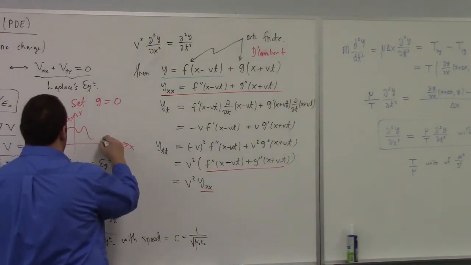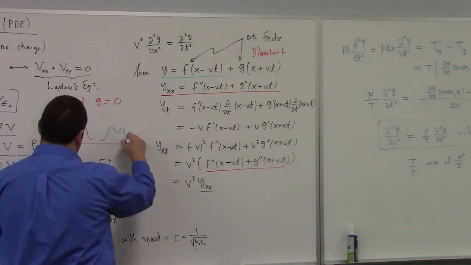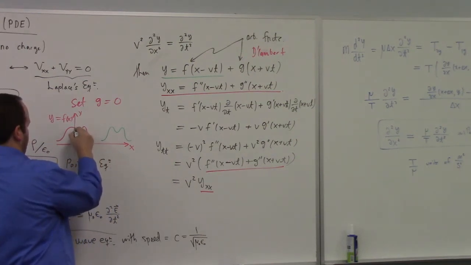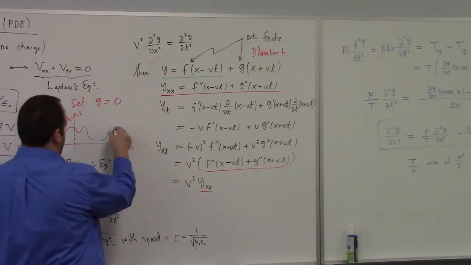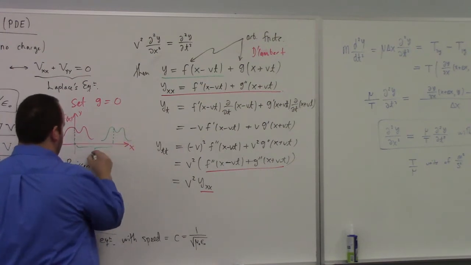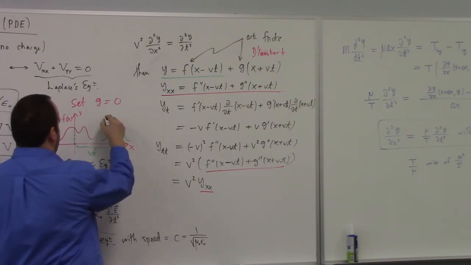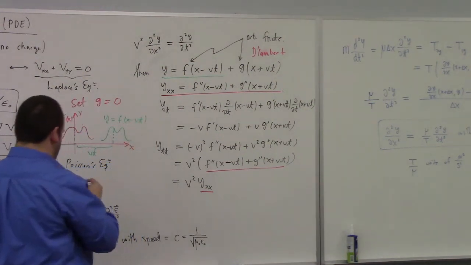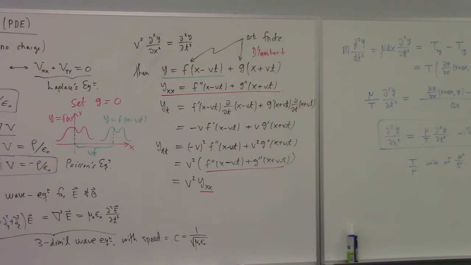So it's the same shape, but if I'm matching up this point here, this is vt later. So here you're looking at y equal to f of x minus vt. So this says that if you have some initial pulse in the string, then it just travels like that. That's the traveling wave solution, d'Alembert solution. And the other one is left-moving waves, right?